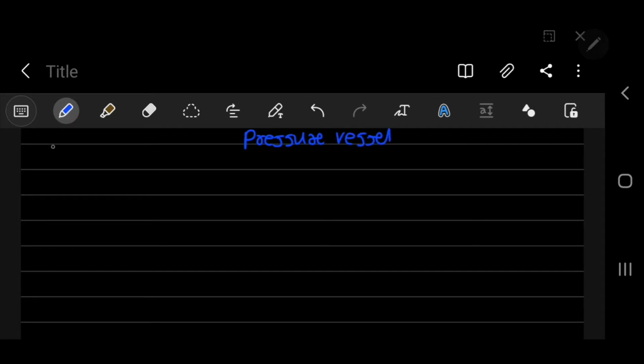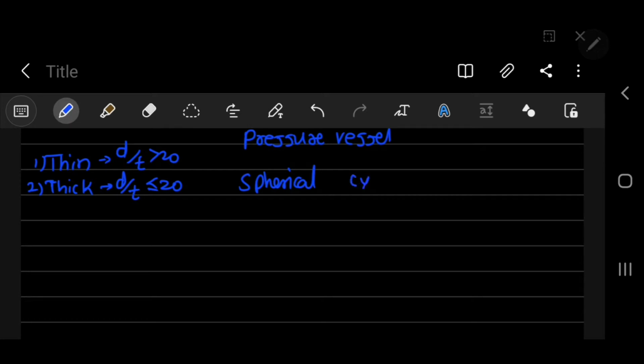There are basically two types of pressure vessel. The first one is thin type pressure vessel, and the second one is thick type pressure vessel. The pressure vessels in which the diameter by thickness ratio is greater than 20 are called thin pressure vessels, and if the diameter by thickness ratio is less than or equal to 20, the pressure vessel is called a thick pressure vessel. Generally the spherical and cylindrical are the two shapes which are used extensively. So spherical pressure vessel and cylindrical pressure vessel, these are generally used.